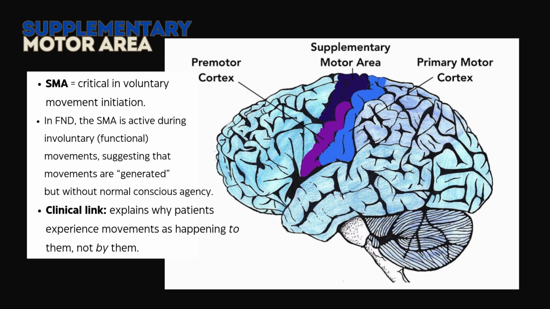The SMA is called the supplementary motor cortex, and it's critical in voluntary movement initiation. In FND, the SMA is active during involuntary functional movements, suggesting that movements are generated but without normal conscious agency. The clinical link explains why patients experience movements as happening to them, not by them.